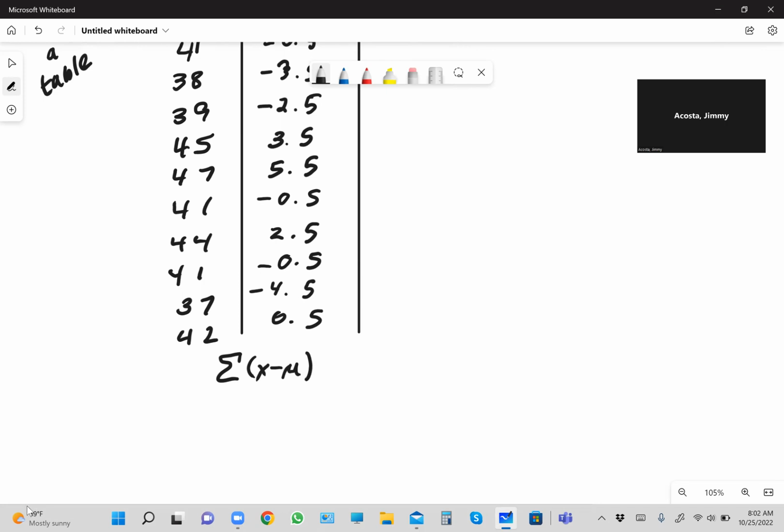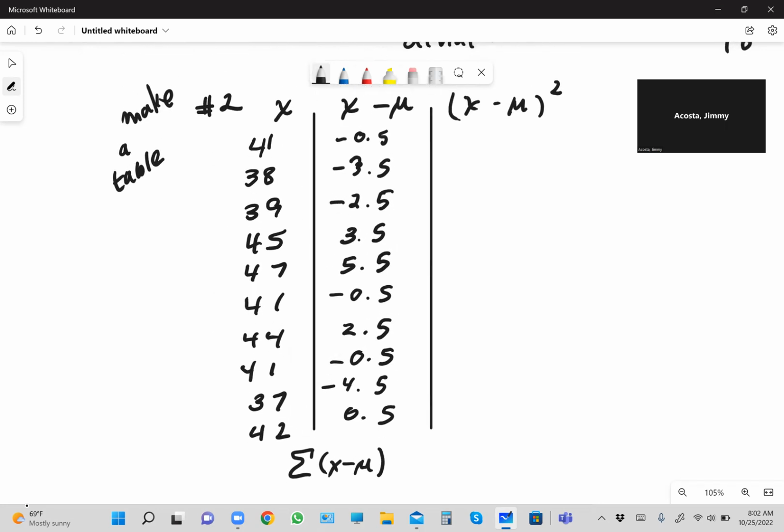Now, guys, what did we say last class when we added up all our deviations? What should we get? 0. It always happens, no matter what. Now we should always check because sometimes we make mistakes. So I'm gonna check. Yep, it adds up to 0.